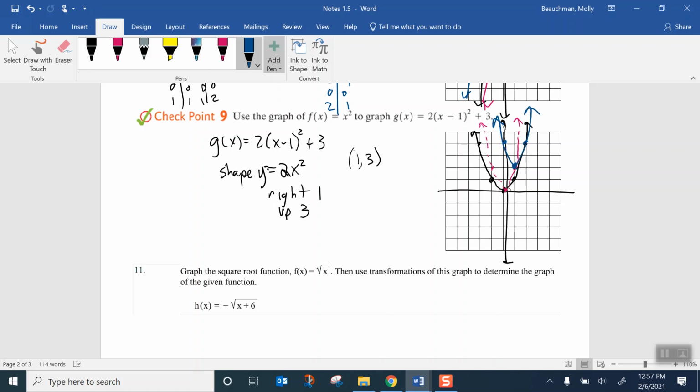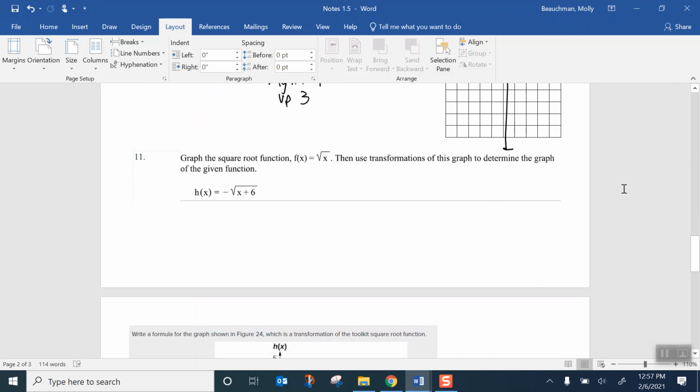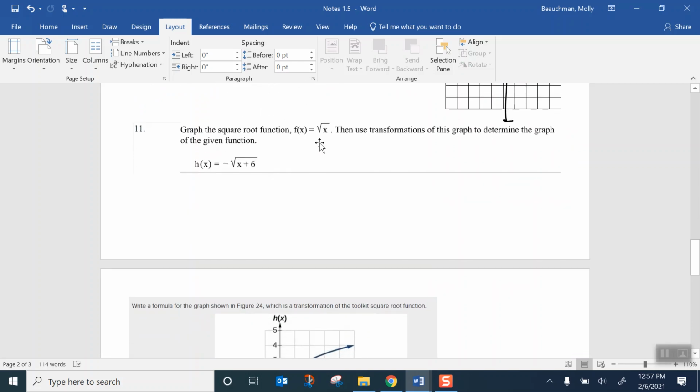And that's what we end up with. Okay, again, use Desmos to just help confirm. All right, next example. Graph the square root function, then use transformations to determine the graph of the given function.